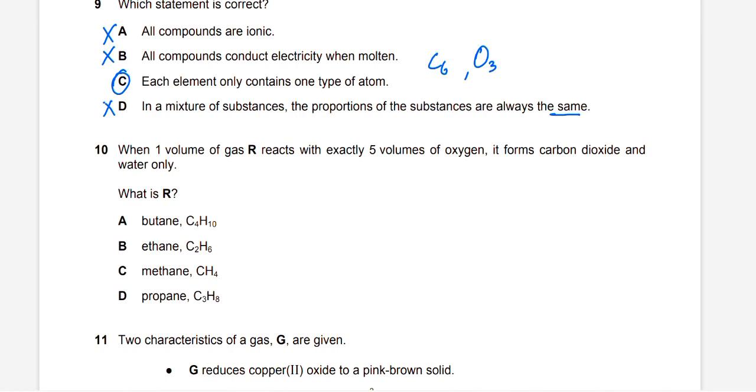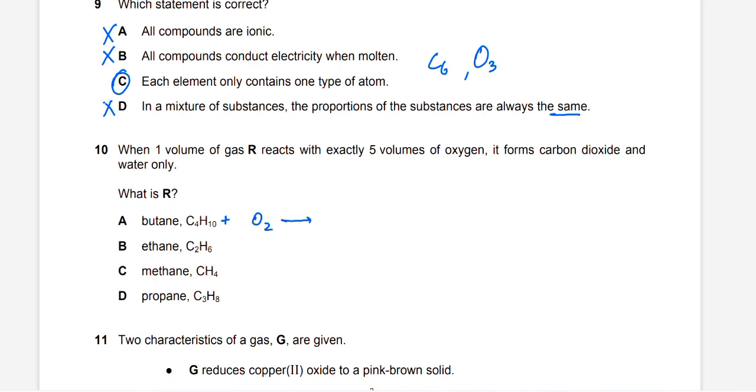When one volume of the gas R reacts with 5 volumes of oxygen, it forms carbon dioxide and water only. Now let's try it out. Plus O2. You must know that these are all hydrocarbons. So when they react with oxygen, they form carbon dioxide and water. Now let's see which gas, one volume of it, consumes 5 volumes of oxygen.